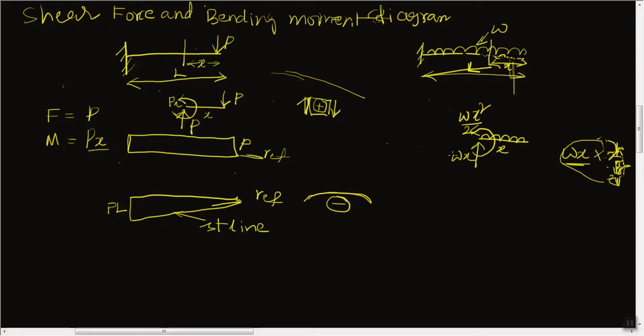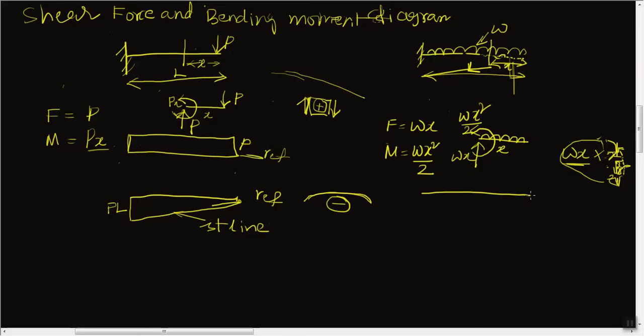Now at this location we have one force and a moment. This force we call the shear force and this moment the bending moment. So the force F in this case is W into x, and the moment is equal to W into x square by 2. Now we can draw the shear force diagram.